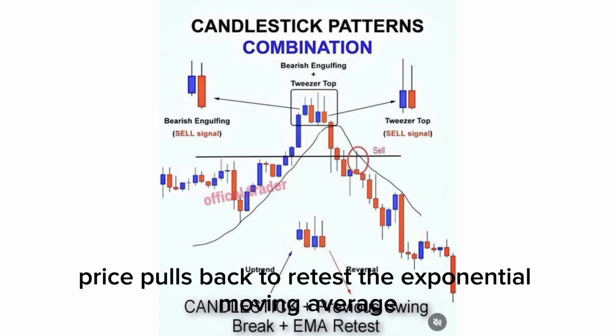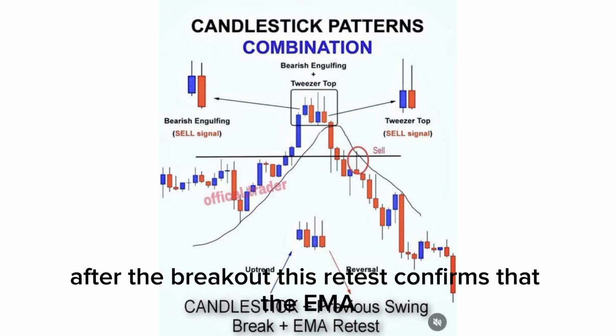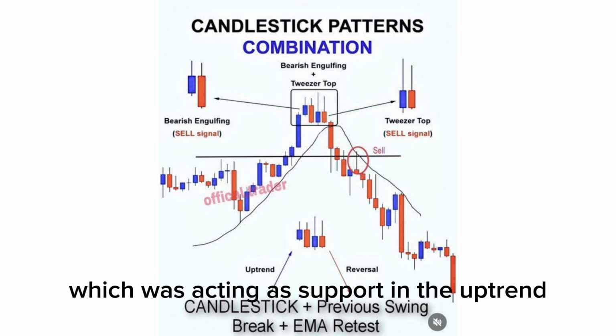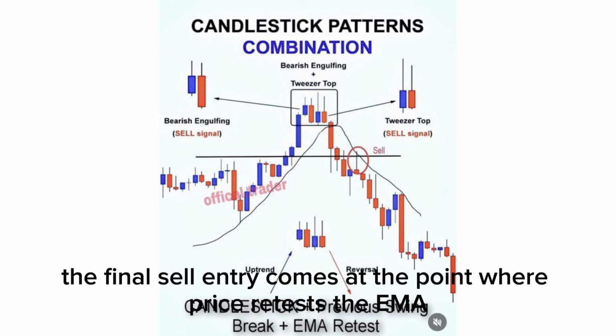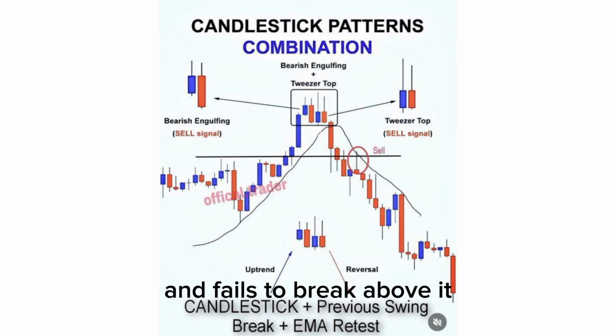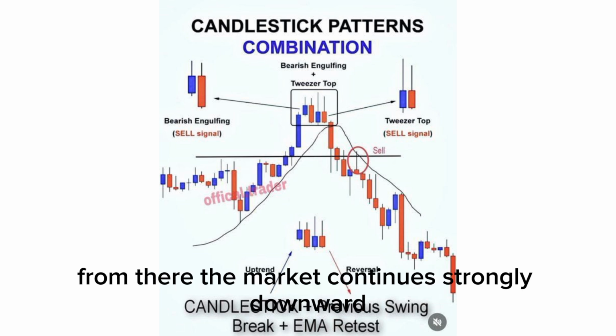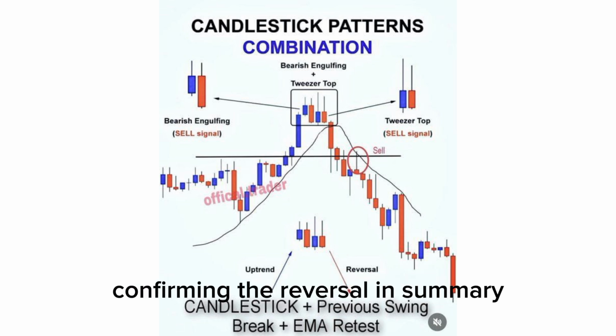Price pulls back to retest the exponential moving average after the breakout. This retest confirms that the EMA, which was acting as support in the uptrend, has now turned into resistance in the downtrend. The final sell entry comes at the point where price retests the EMA and fails to break above it. From there, the market continues strongly downward, confirming the reversal.